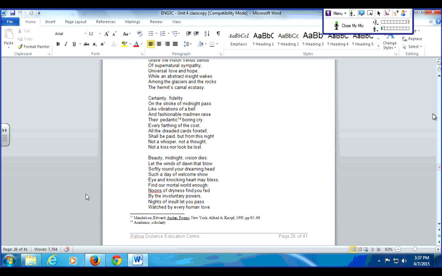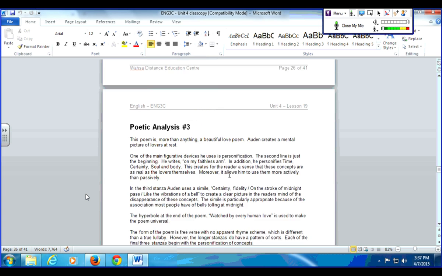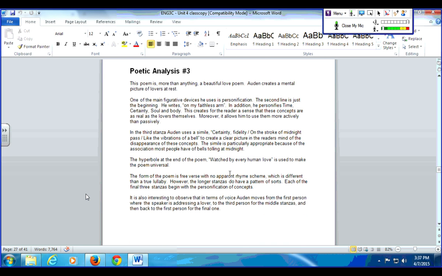So this seems a little challenging, but if we look at your analysis, this poem is basically a love poem. W.H. Auden creates a mental picture of lovers at rest. They're just lying there, just relaxing together. One of the main figurative devices that he uses is personification.